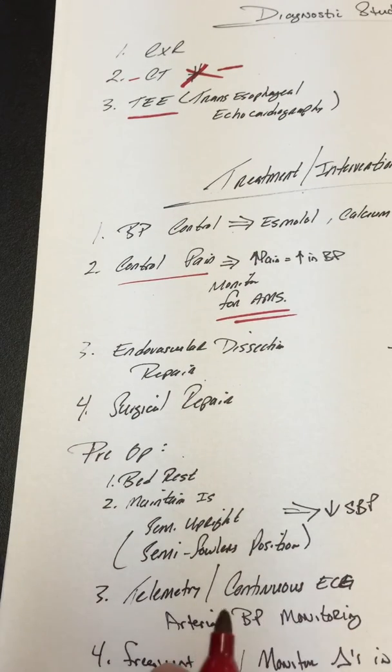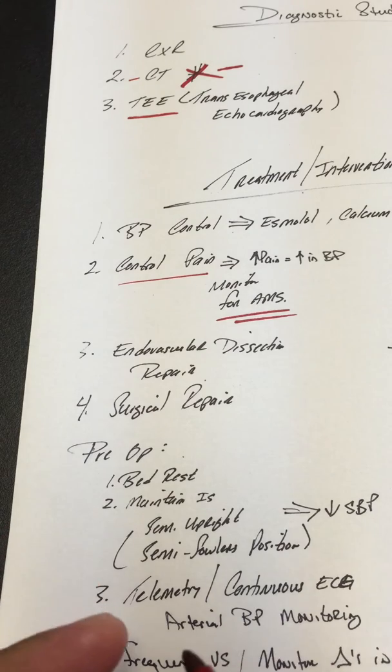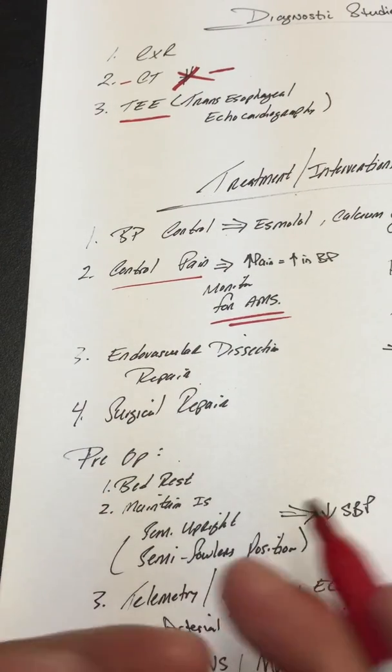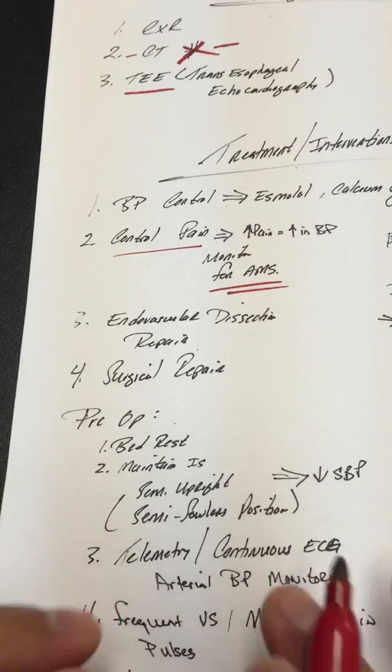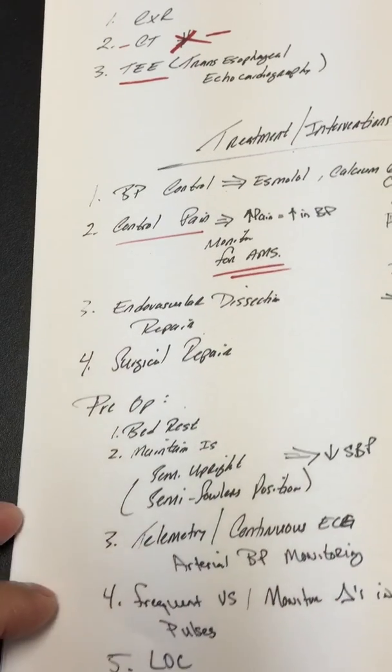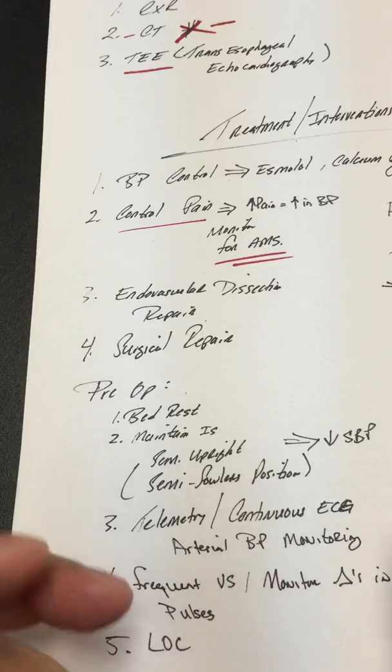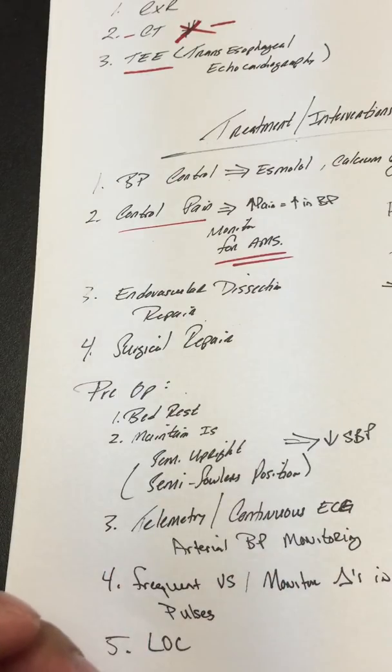Number 1, pre-op, you want to maintain your patient on bed rest. You want to maintain a semi-upright or semi-Fowler's position. Again, this is in hopes of maintaining a low systolic blood pressure. Again, you do not want this patient moving around, or lifting anything heavy, because again, that's going to increase blood pressure. As I mentioned before, we want to control blood pressure and keep systolic blood pressure down. Number 2, you want to place the patient on telemetry or continuous ECG monitoring.